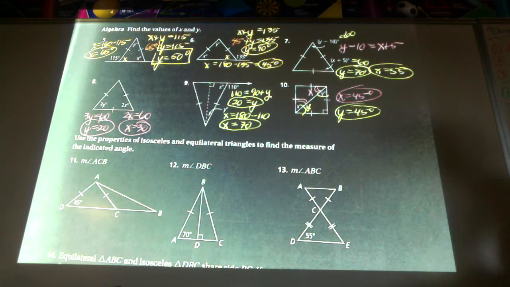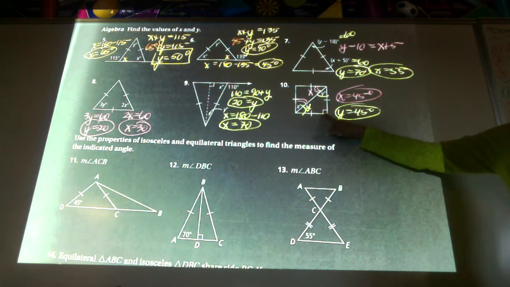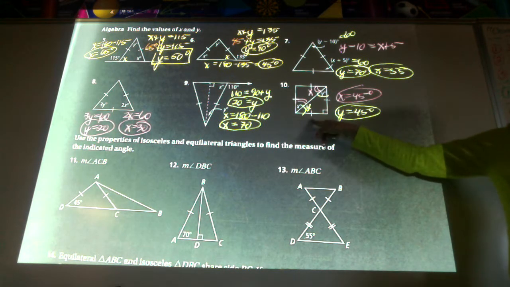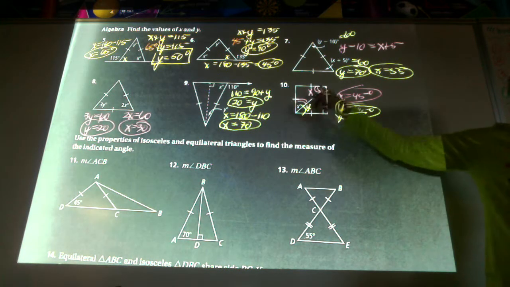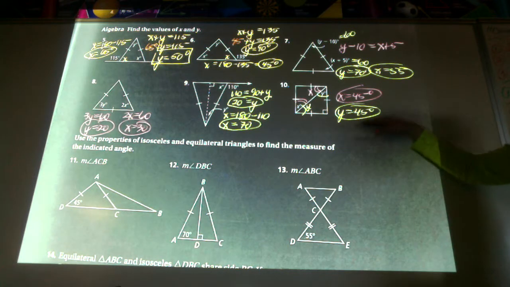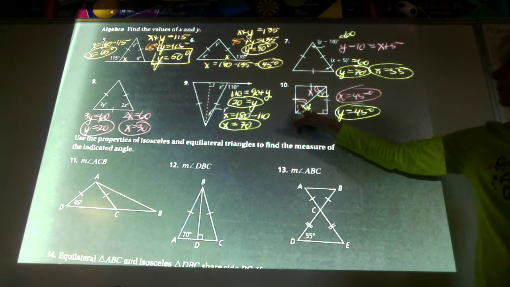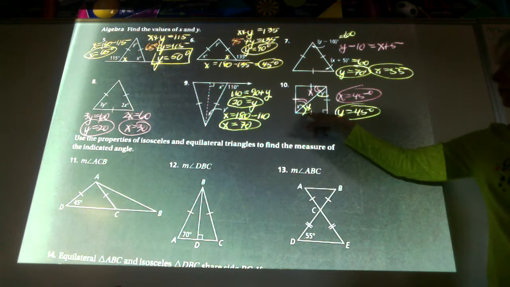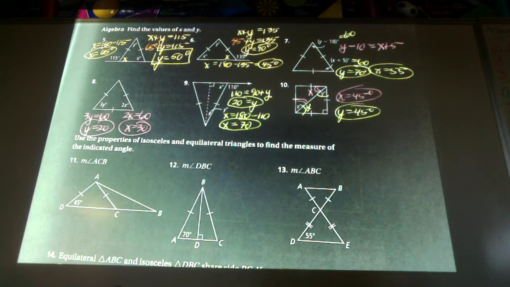X and Y turn out to be 45 degrees. If this is 90 degrees here, and these sides are equal, the angles opposite those sides are equal, and that leaves 90 degrees left over for those two angles, and you cut that in half, you get 45, 45. The same thing's going to occur over here, because if all four sides are equal, and that's a right angle, that's going to end up being a right angle, so you have the same thing happen on the other side.